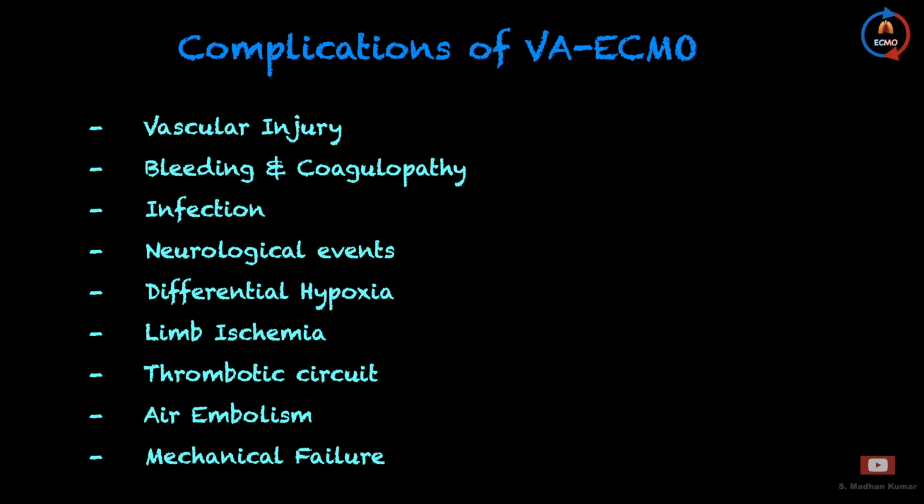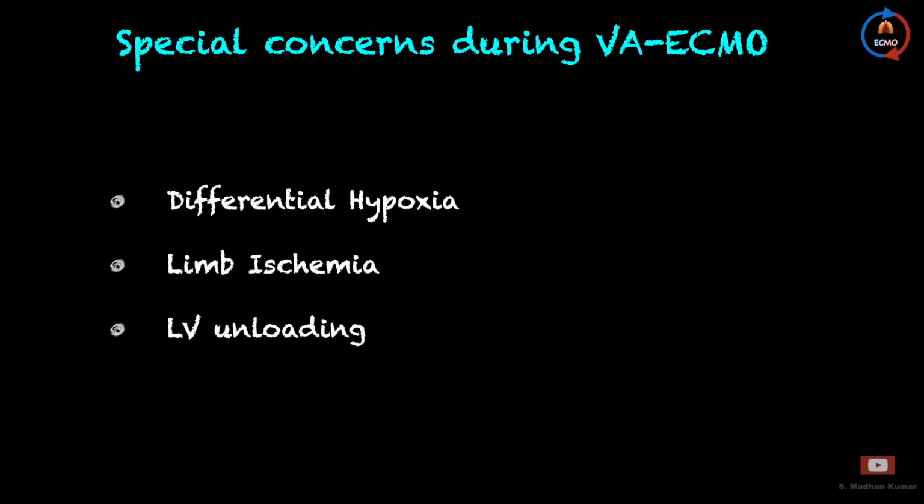Complications that can happen during VA ECMO are listed here: vascular injury during cannulation, bleeding and coagulopathy issues related to VA ECMO, infection, neurological events, differential hypoxia, limb ischemia, thrombotic circuit, air embolism, and mechanical failure. Special concerns when we are running a VA ECMO are differential hypoxia, limb ischemia, and LV unloading.